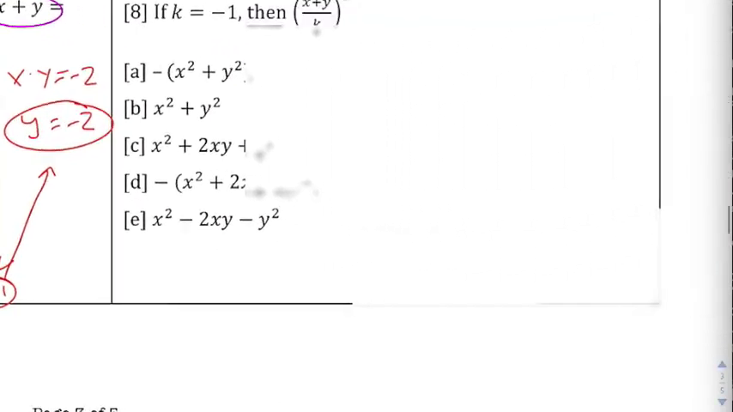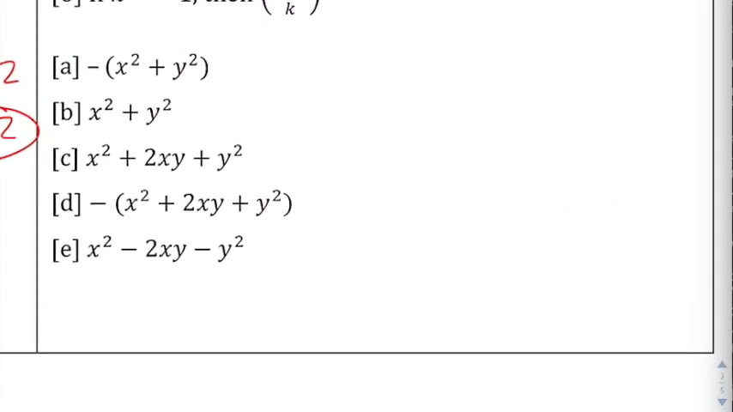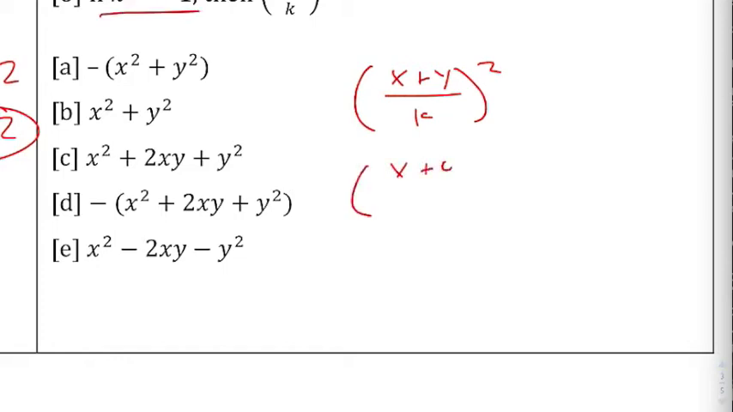Right. Last one. If k is equal to -1, then what is this expression? Now, in this case, it actually is a substitution. Plug and chug, and find the value. So let's go ahead and do this. So we have x plus y over k squared, but k, of course, is -1. And so what we really have is x plus y over -1 squared.